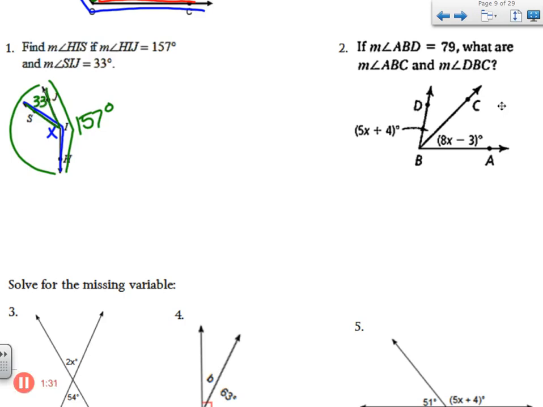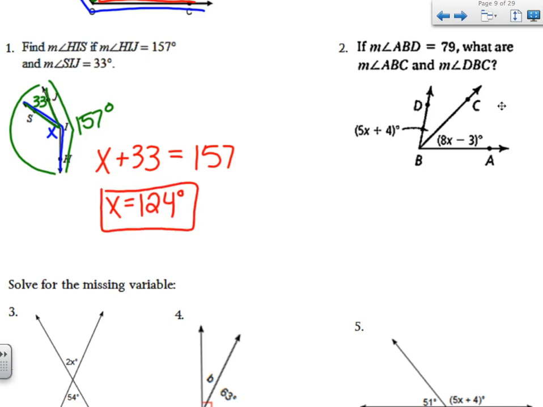What would be X? Okay, so I've got my two parts. A small part plus another small part is going to equal the whole thing. And then you just solve. You would subtract 33 from both sides, and I would get 124. Now in angles, everything is measured in degrees, so you would say 124 degrees. We could check our answer and say 124 plus 33 to make sure we were 100% right. That's all it is.